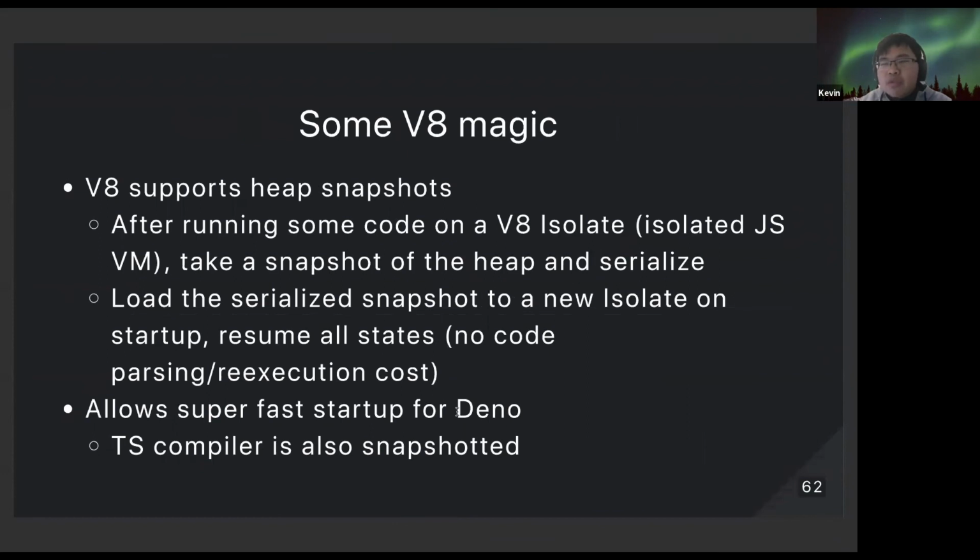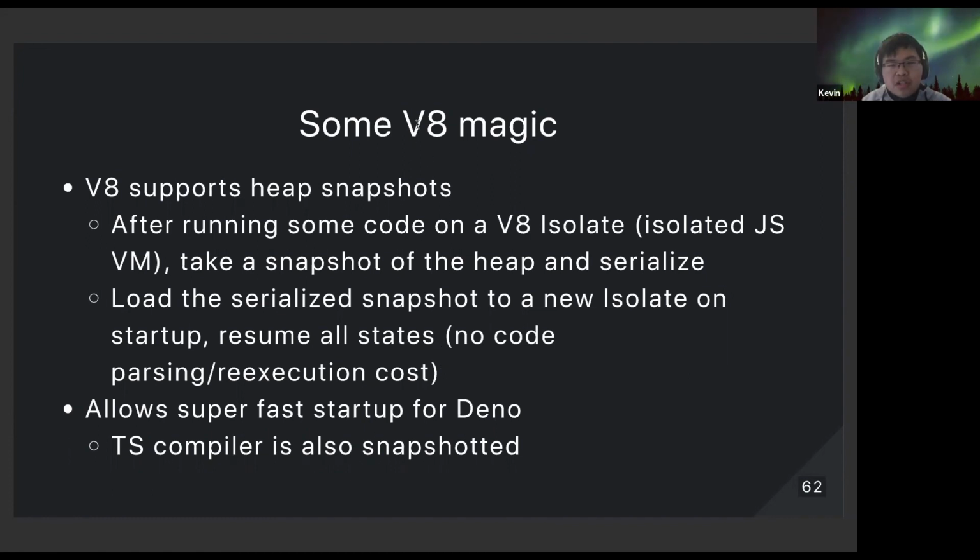Let me see the time. We still have 7 minutes, so I think I'm going to do the snapshots thing because it's still really important for us. So Deno uses V8 snapshots, allowing you to take a snapshot of a bunch of TypeScript and JS code, so that when you run Deno, the bootstrap code of Deno is not going to be parsed. Parsing is a lot of overhead.